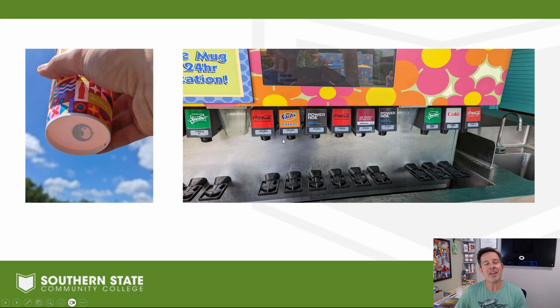But you can see this would be an example of a fixed asset, a piece of equipment here, the soda machine. And then the cup itself wouldn't be a fixed asset. It would just be kind of supplies, inventory of supplies that they have.